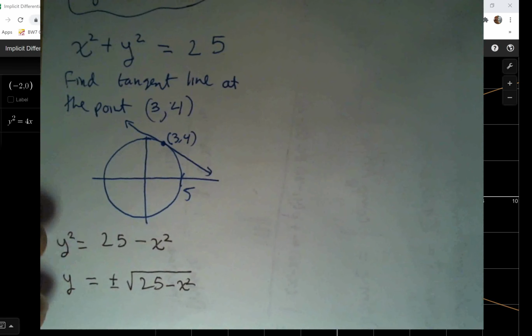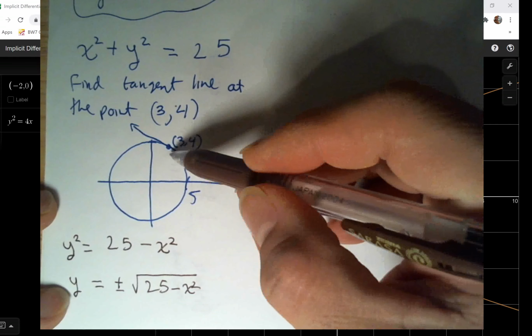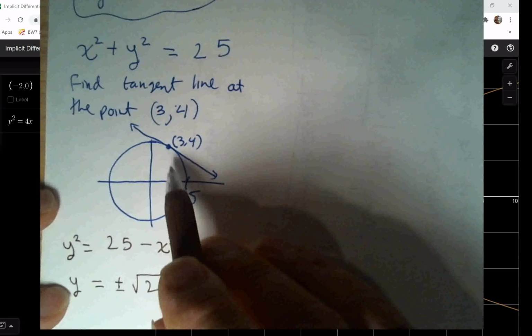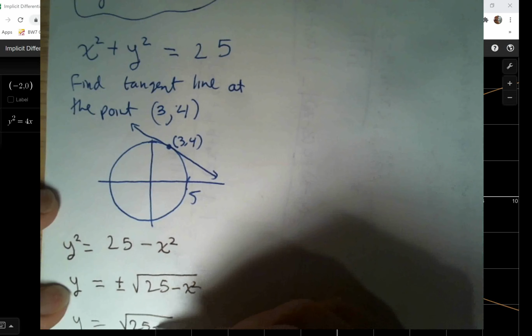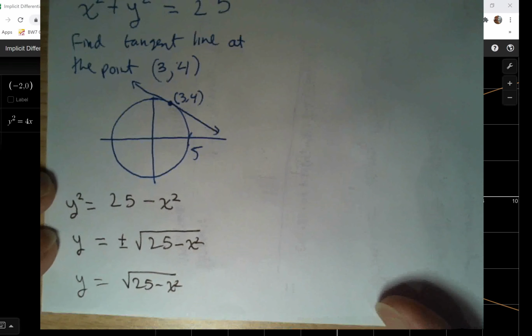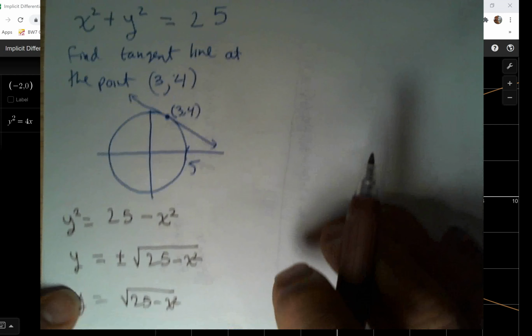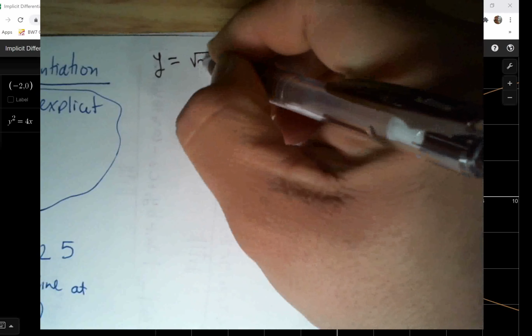Now, which one do we use, the plus or the minus? Since we're dealing with a function in y, positive y is on the top side. The point 3, 4 is in the positive y, so we're going to use the positive function to differentiate. Okay, so now we could take the derivative of this. Let me rewrite my function: y equals the square root of 25 minus x squared.